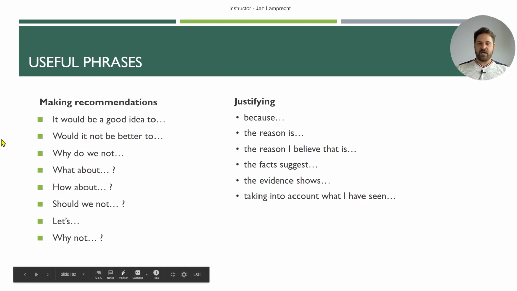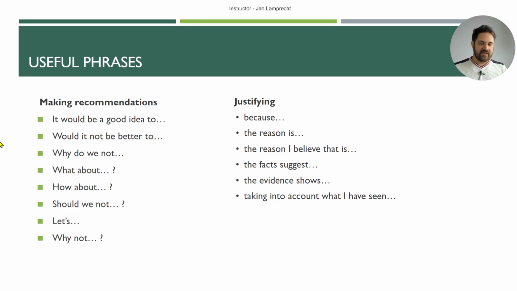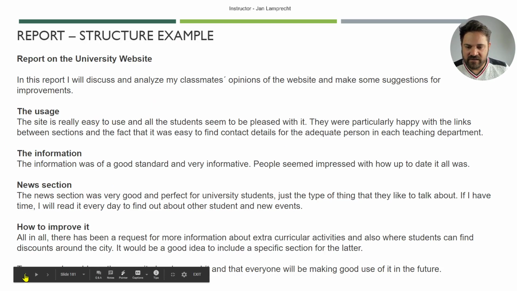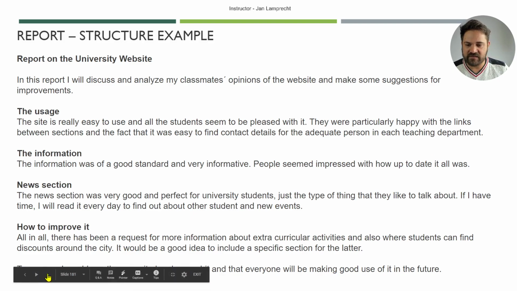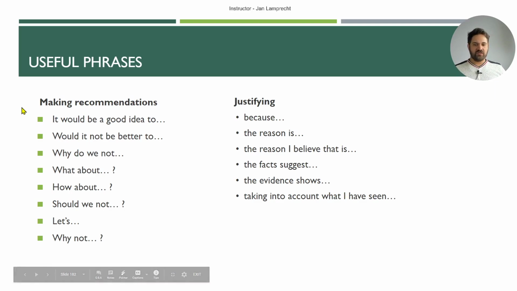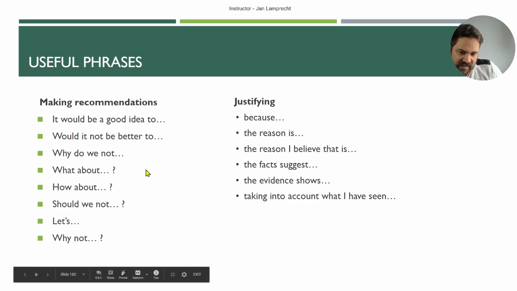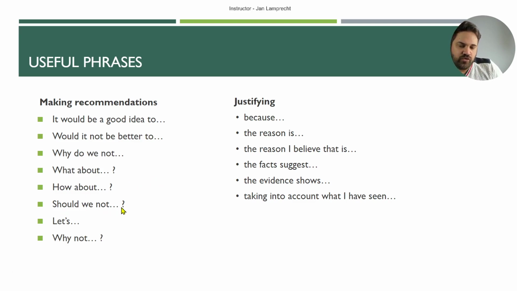Now, useful phrases, making recommendations, very important. It would be a good idea to, instead of, you see that's the thing. Instead of saying that, it would be a good idea to, or would it not be better to, in a question. Okay. Why do we not? That's maybe a little bit personal. How about? Yes, it's possible. How about? What about? Should we not? I prefer the passive. I don't like this we or you, or I don't like having it too personal. Let's, that's too informal. Do not use let's. Okay. So I have a list of recommendations. You can use them for most writings, but not all of them are useful here in the report. So anything that is a little bit personal, don't use that.